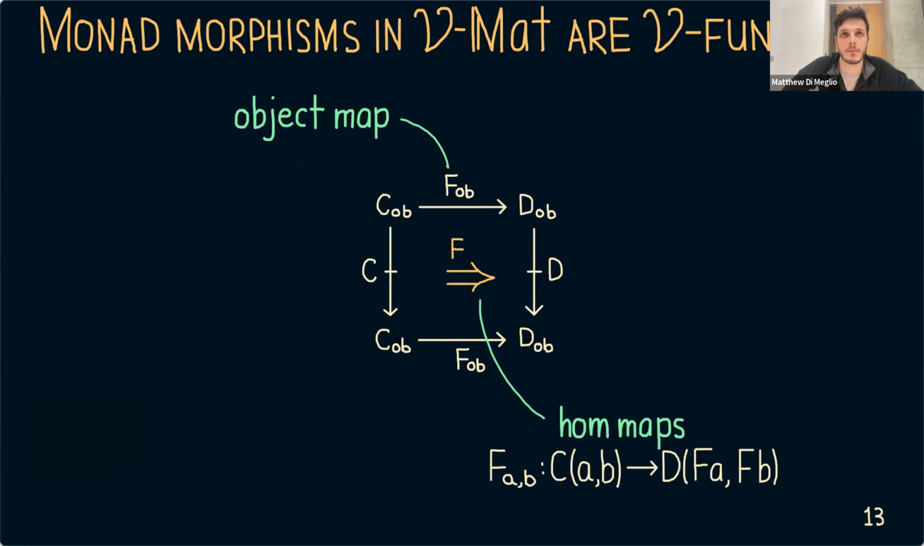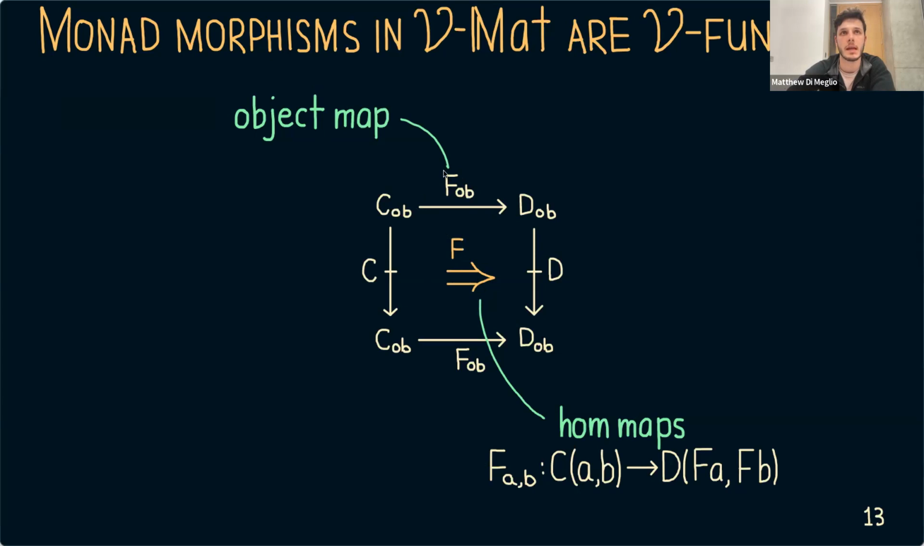examples of monad morphisms. And so in the double category of matrices in V, it turns out that the monad morphisms are exactly the V-enriched functors. So the arrow between the object sets is going to be the object map of the enriched functor, and the cell that fills the square is going to give the Hom maps.